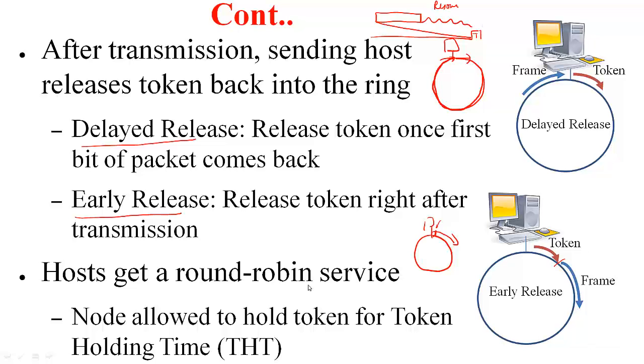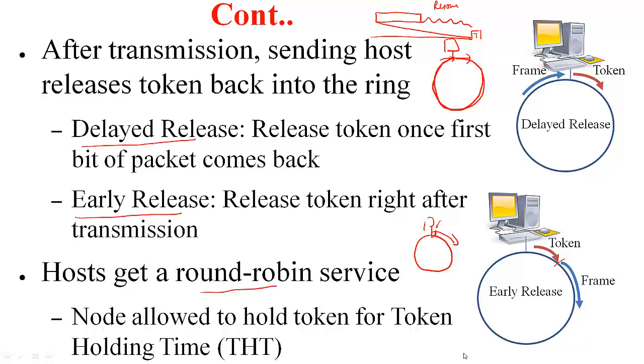So in summary, a token passes around the ring. A sender who has a frame to send grabs the token and sends the frame, and after that it is going to release the token based on either delayed release or early release, and then some other sender can capture the token and the process repeats. So the hosts get service in a round robin fashion.